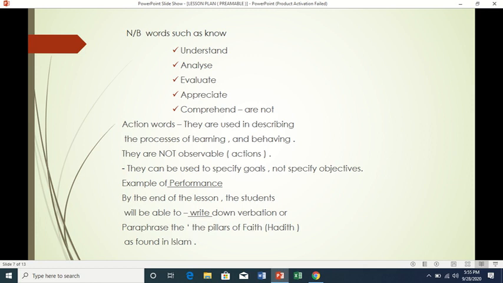Example, by the end of the lesson, students will be able to write down verbatim, this is specific, or paraphrase the pillars of faith, that is the hadith, as it is found in Islam. This is very specific. And at the end of the day, the teacher can evaluate whether the learner was able to write verbatim or paraphrase.